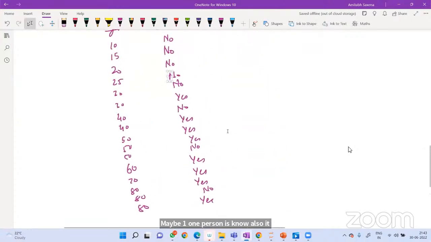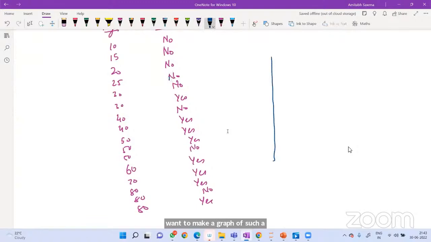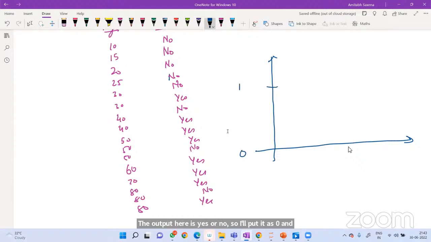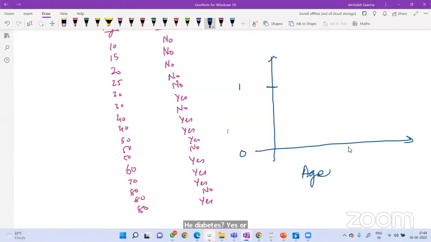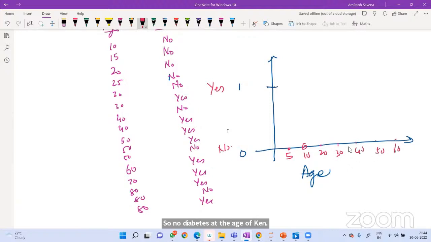Now, if I want to make a graph of such data, and I'm going a little fast, I hope it's not complicating the matters. The output here is yes or no, so I'll put it as 0 and 1. Here we have age, and here I have diabetes, yes or no. I can put either 0 as yes or no, whichever way I choose. That doesn't matter. So for example, at the age of 5 or 10, no diabetes. No means 0 and yes means 1. Let's put it that way. Then 30, 40, 50, 60, 70. So I will get data if I represent it something like this.